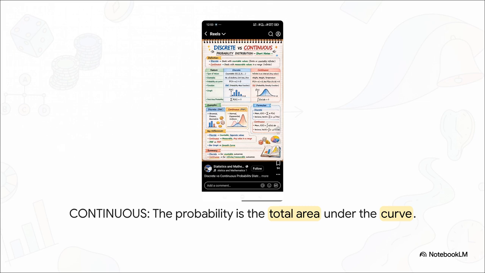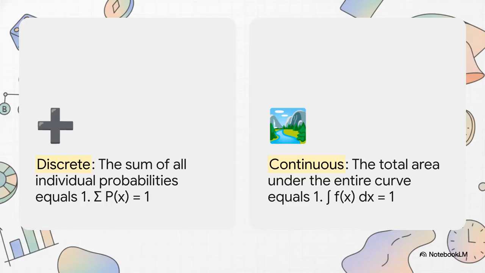Makes sense. But for all their differences, they have one absolutely crucial thing in common. Whether you're adding up the heights of all those separate bars, or you're calculating the total area under the entire curve, the total probability for all possible outcomes has to equal 1. I mean, something's got to happen, right? So the total chance is always 100%.